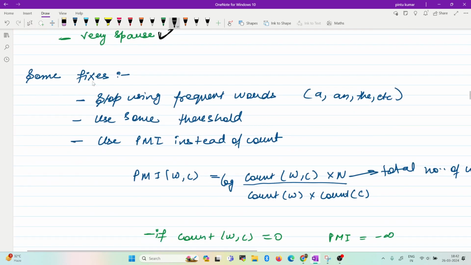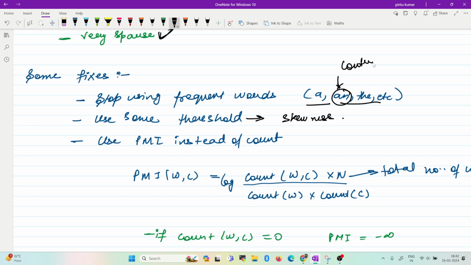Some fixes that people have suggested: we can remove the frequent words. The second fix is related to the skewness that I just talked about. If you have some common words included in your vocabulary, or context to be more precise, then you will have the vector representation skewed towards these common or frequently occurring words.